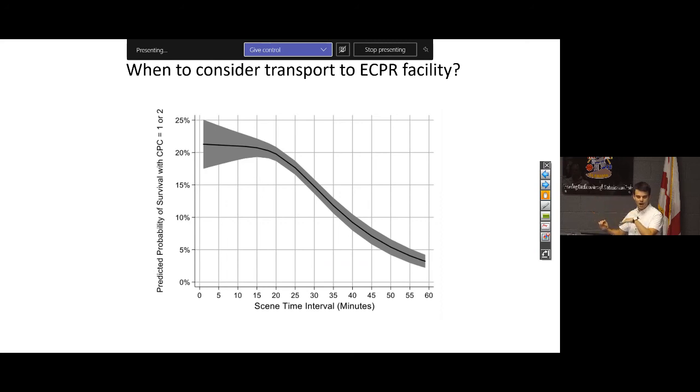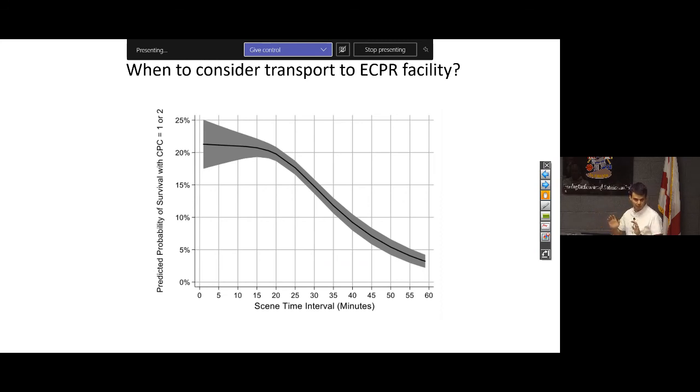The x-axis is scene time interval. So this is you guys arriving on scene, the moment you're at the patient's side, to the time you leave to go to the hospital. And then neurologically intact survival is on the y-axis, up and down. It's just looking over time at the likelihood of a patient leaving the hospital neurologically intact based on how long you're on scene. And what you can really see here is that the drop-off is at 20 minutes.